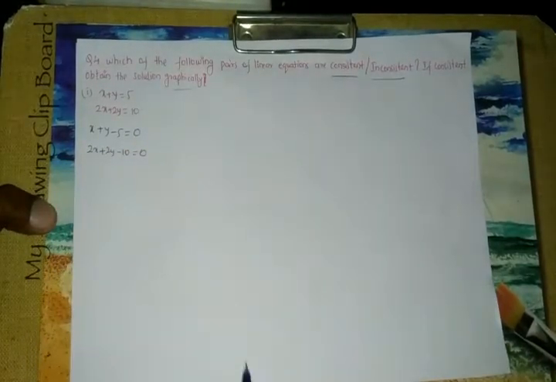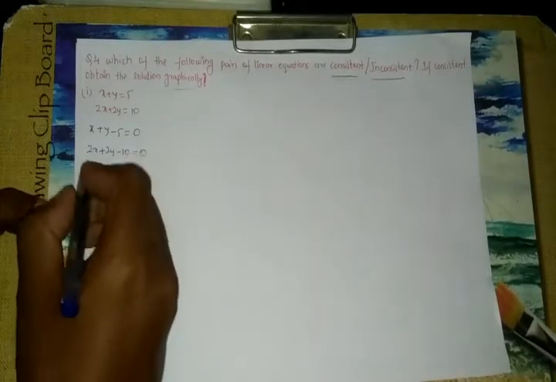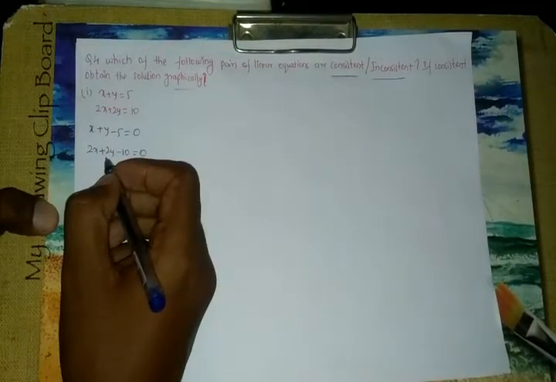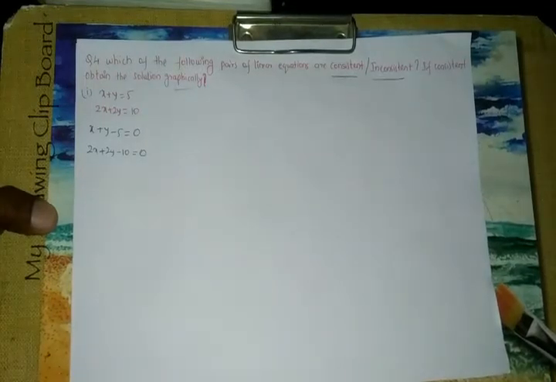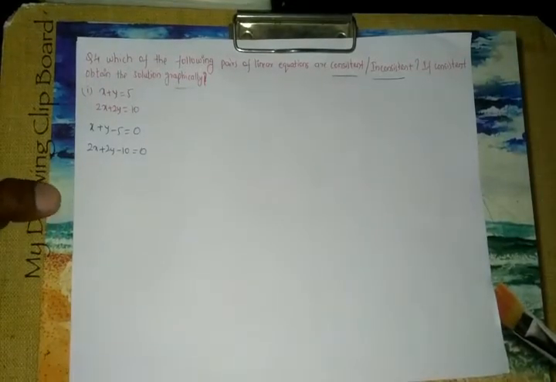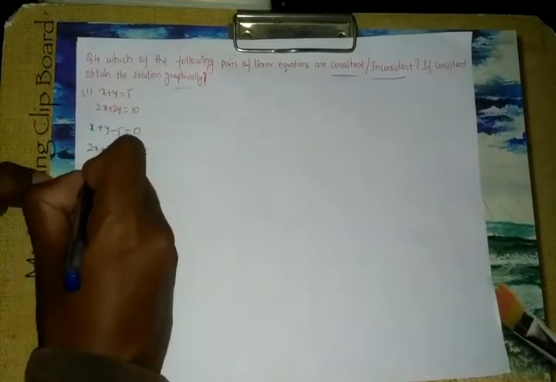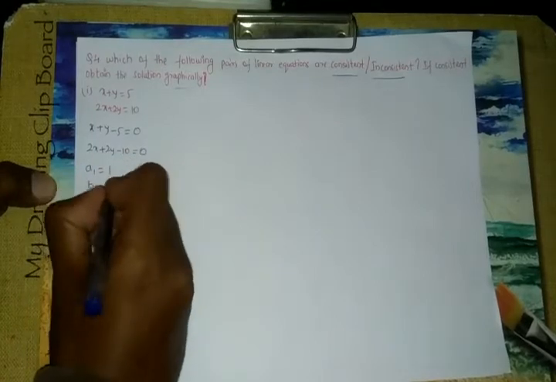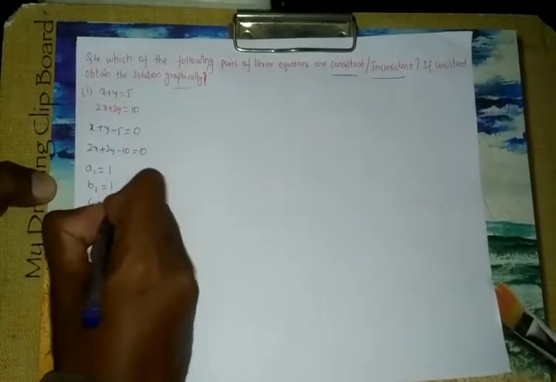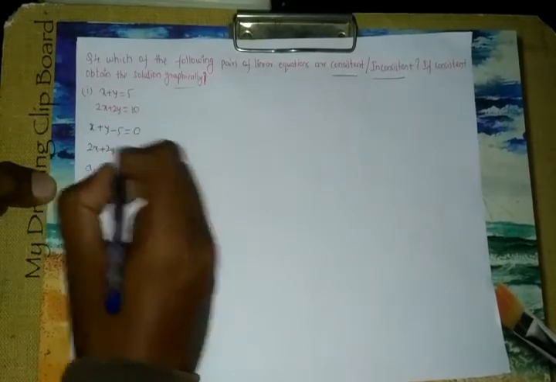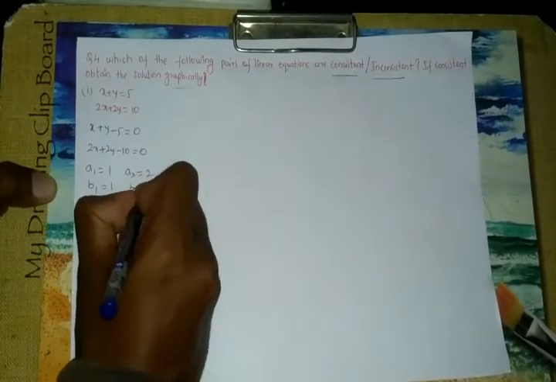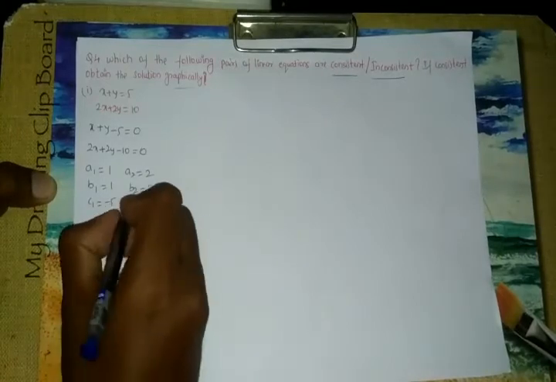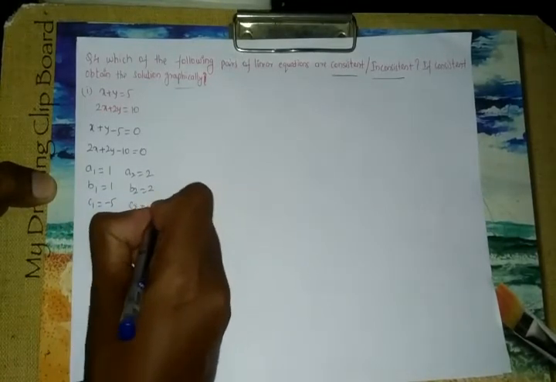Now how to identify whether it is consistent or inconsistent? For that I have to find out the ratios of a1 a2, b1 b2, c1 c2 and compare whether these ratios are equal or not equal. So a1 is 1, b1 again is 1, c1 is minus 5, a2 is 2, b2 is 2, c2 is minus 10.